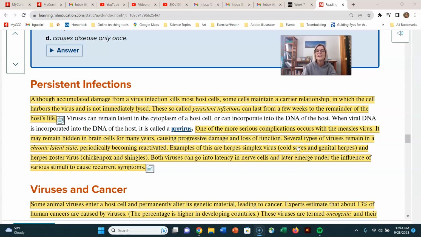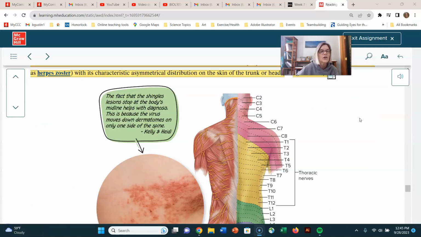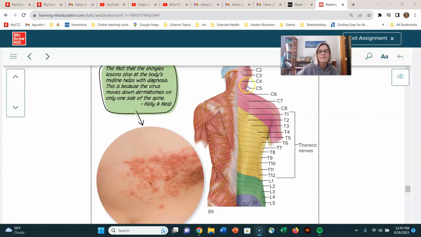So what happens is when you get these herpes viruses, they actually go into your nerves. And I'm going to show you a picture of that. I'm going to move forward into chapter 16 right now. So I'm in chapter 16, section 16.3. And here's a picture of somebody's back, and it's showing you here's their spinal cord underneath all these muscles, and here's the nerves that are branching off of it.